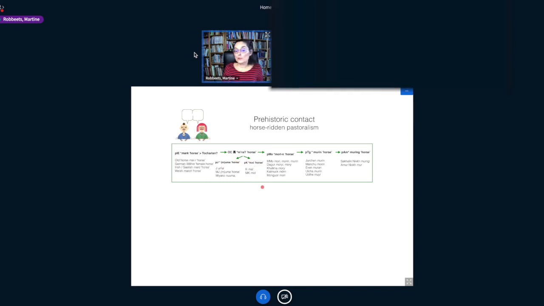horse. So this is an example of a word that has been thought to be related by some scholars, but later we found that this is a typical example of prehistoric contact. And there are many, many such words that show similarities across the Trans-Eurasian languages that go back to this period of horse-ridden pastoralism. So we know that horse-ridden pastoralism entered the eastern steppe very late.